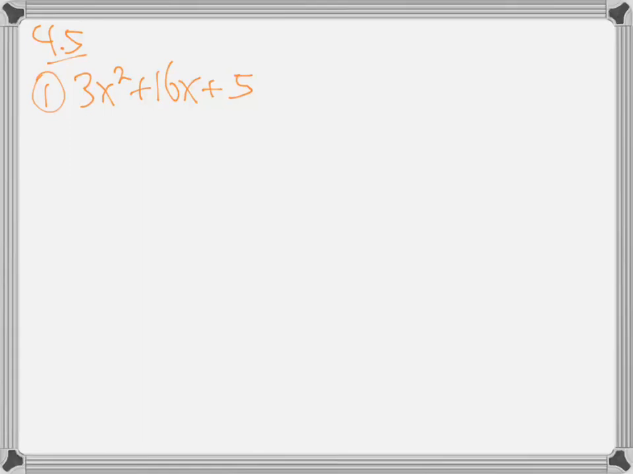Okay, so here we are in 4.5. This one's going to be a little bit more tricky. What's going to be harder about this one is we have a number in the front. That's how you know the harder ones from the easier ones. When you have a number in the front, if you look back to the last section, we never had numbers in the front. So when you have a number in the front, those are harder.